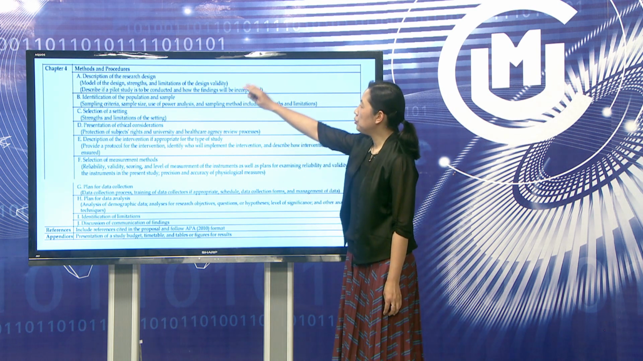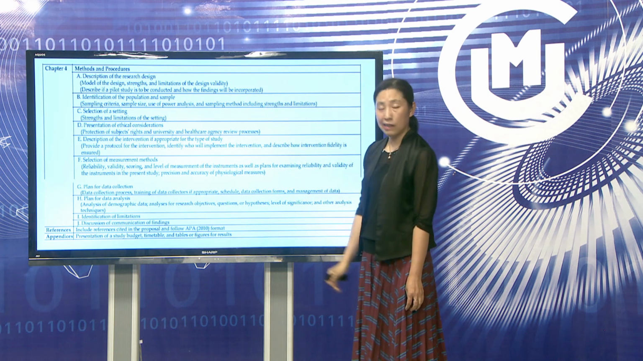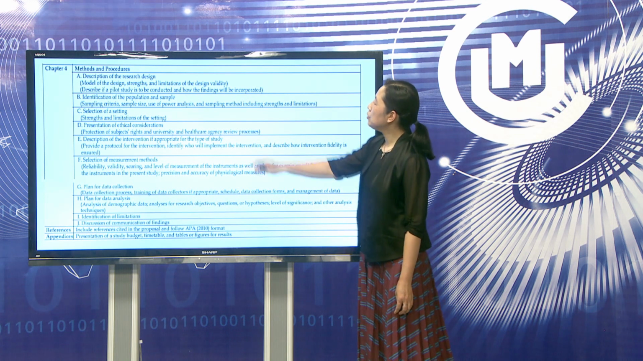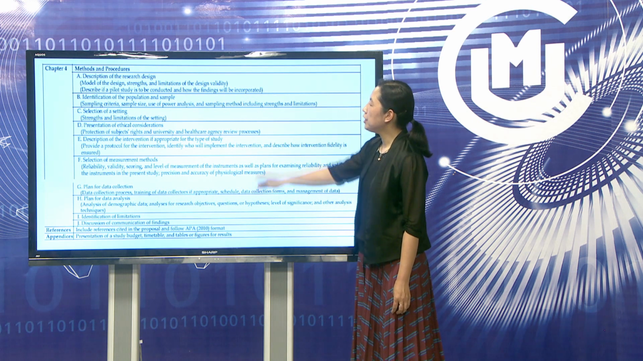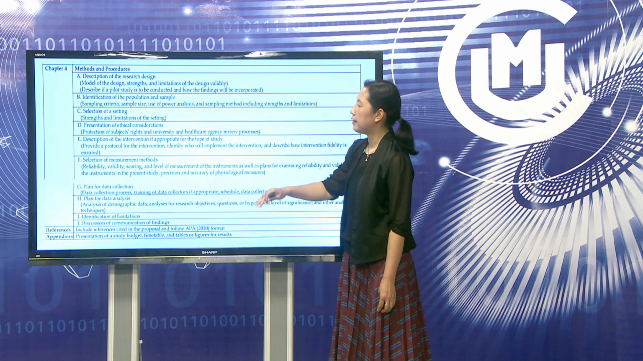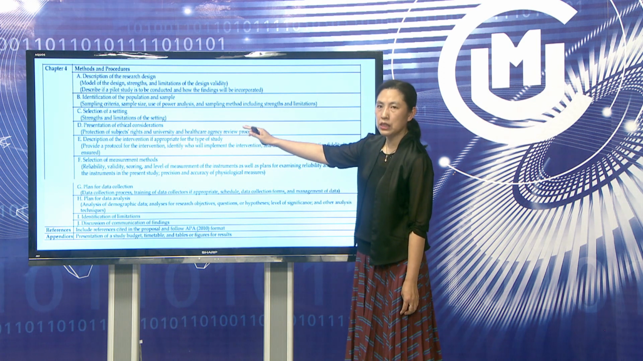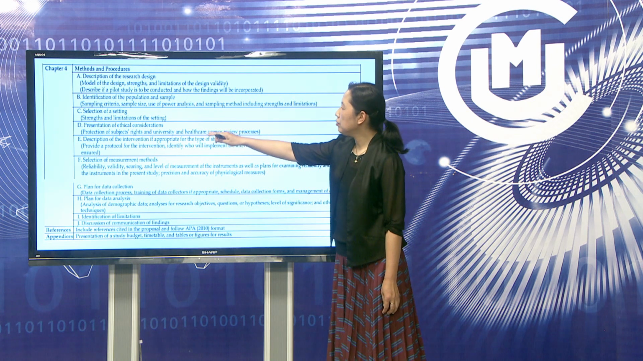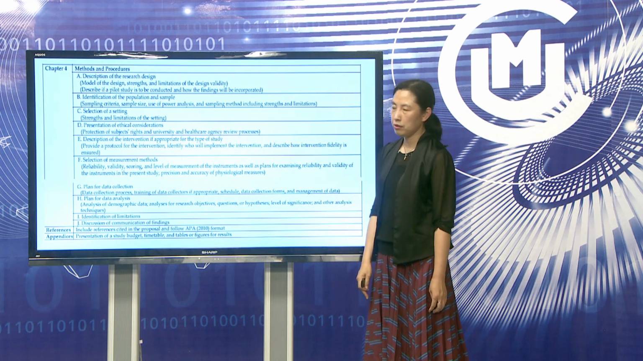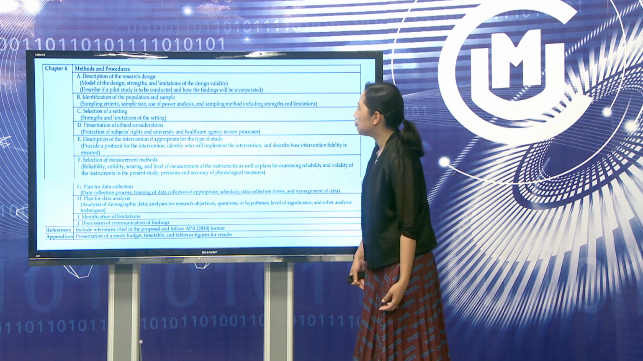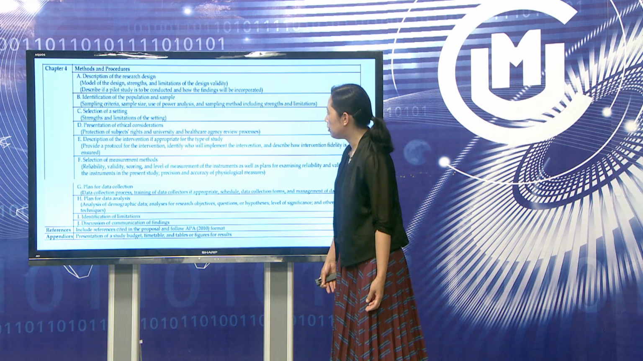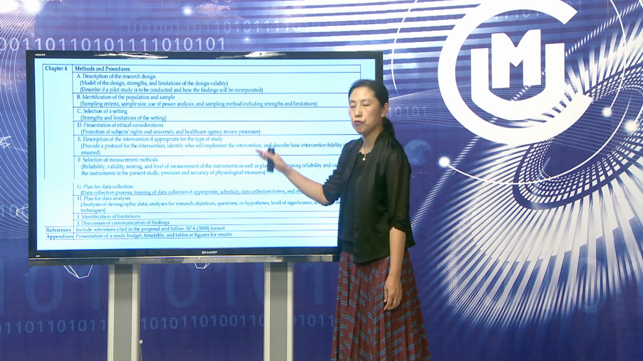First, you need to describe what the research design is. And then you need to identify the population and the sample. And then you need to select a setting, how you select it, what the criteria are. And then you need to present any ethical consideration, how you protect the subjects' rights, and the healthcare agency review procedure you need to follow.